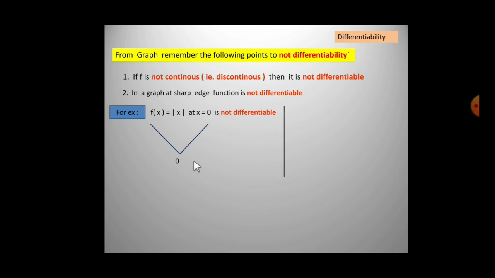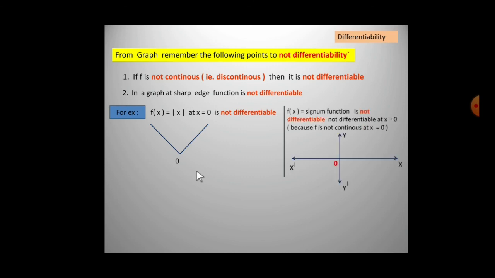Okay. And another example for discontinuity, let me take the signum function. The signum function is not differentiable at the 0 point because at the 0 point, let me draw the graph. At 0 it is 0. You know the graph of the signum function. So this is the graph of the signum function. In this graph you can see that at the 0 point it is not continuous. So the function is discontinuous. Therefore at the 0 point it is not differentiable.